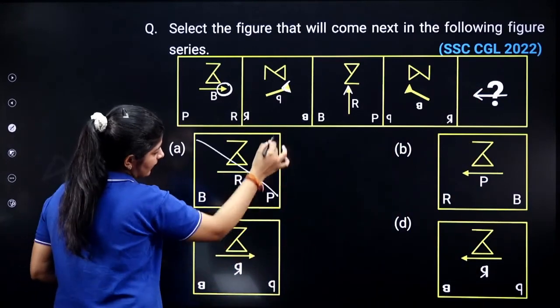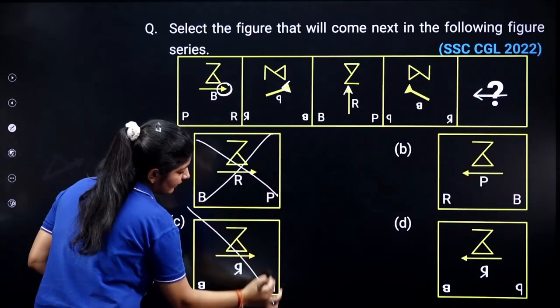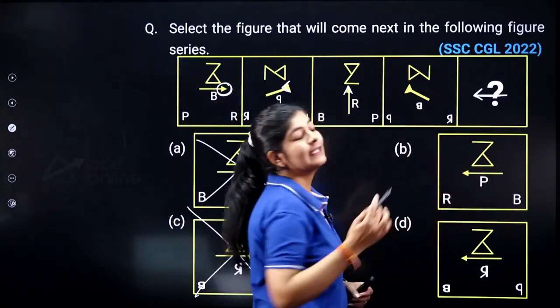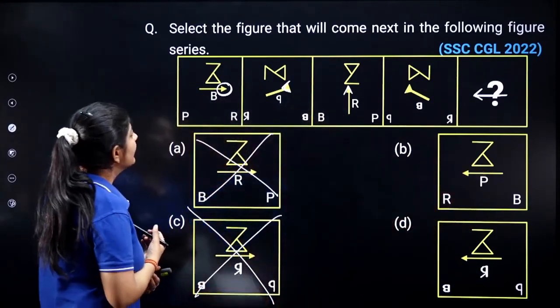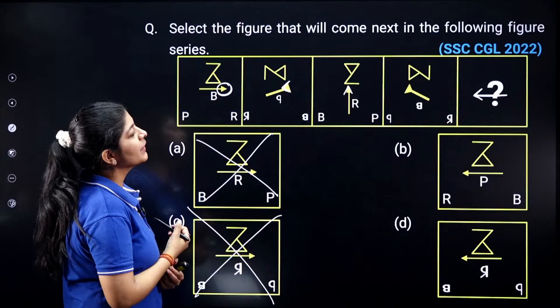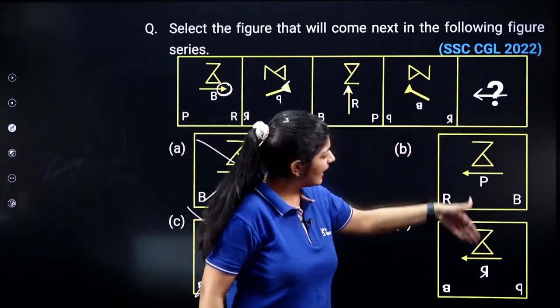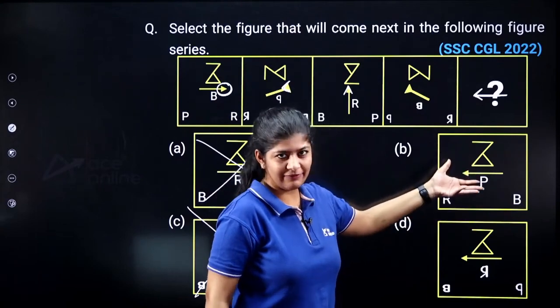Do we have that? No. Do we have that? No. Do we have that? Yes. Do we have that? Yes. Now, the next thing that we need to do is check this sign, and we can say that in both of these diagrams we are having the same sign.